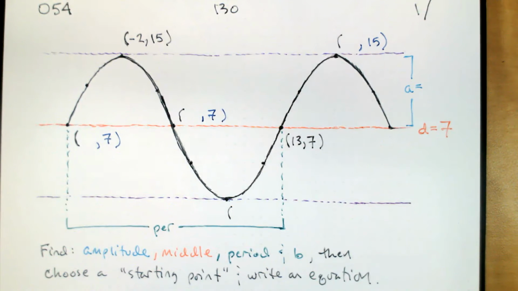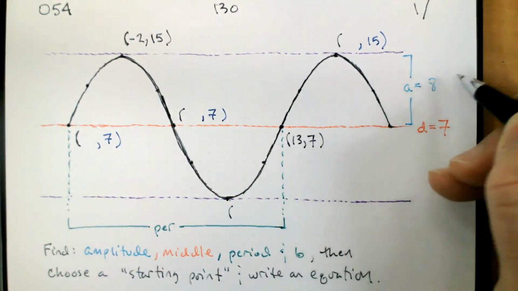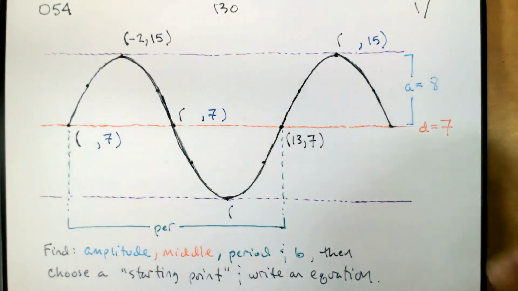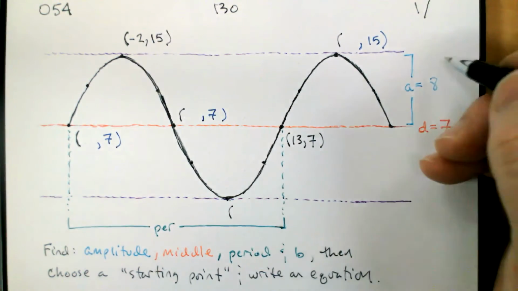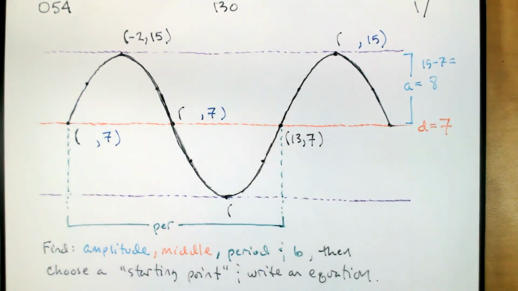Now we can look for the vertical distance from the top to the middle. At the top, we have a 15. In the middle, we have a 7. That's a total of 8 units. And now we know the amplitude. So if we just take the 15 minus 7, that gives us an 8.